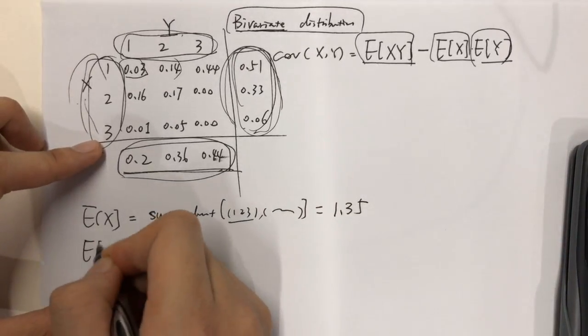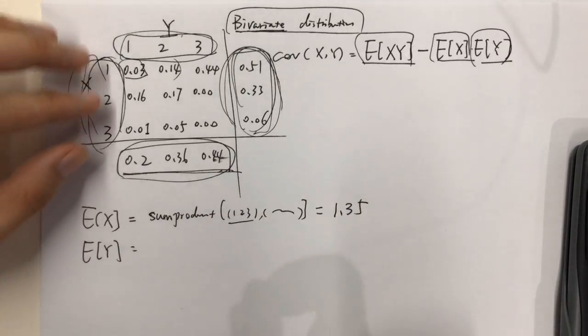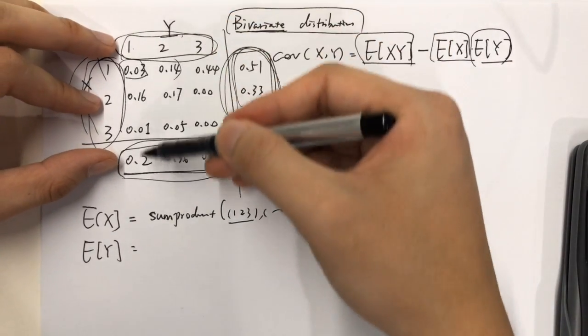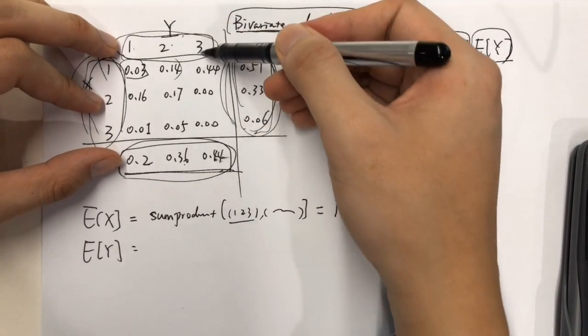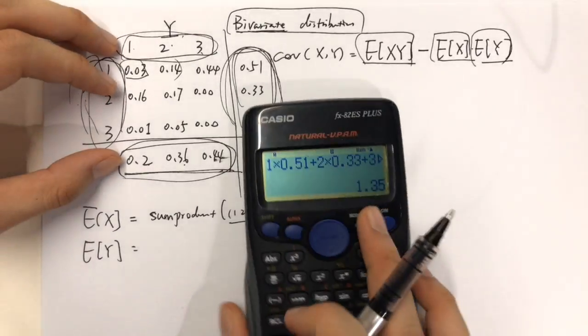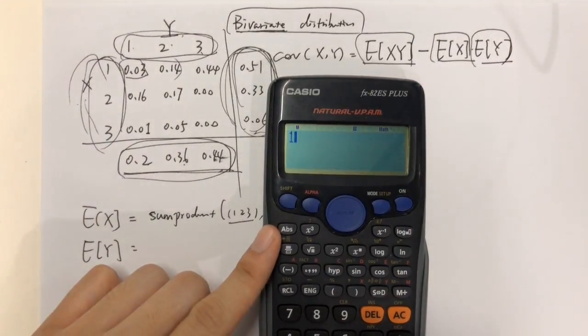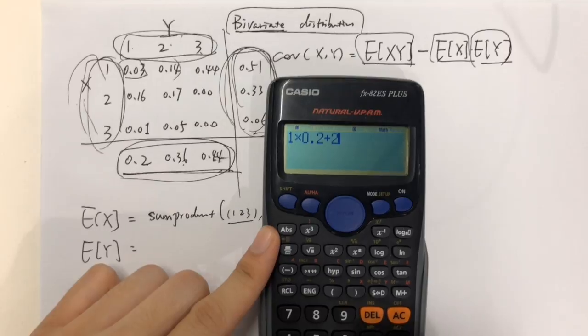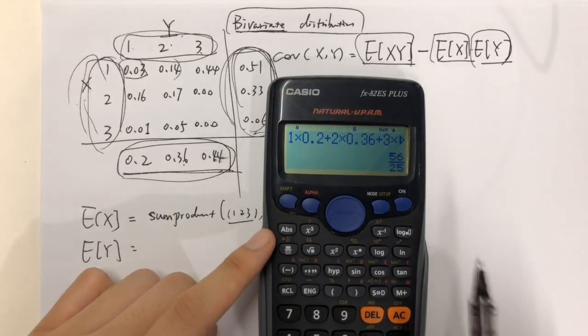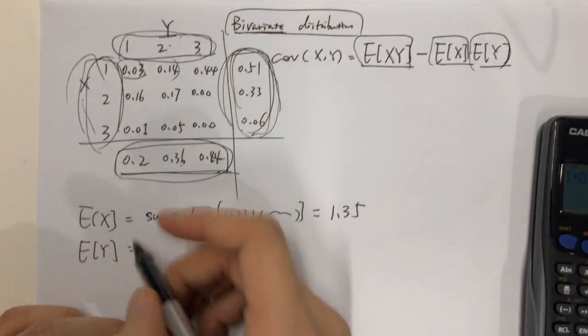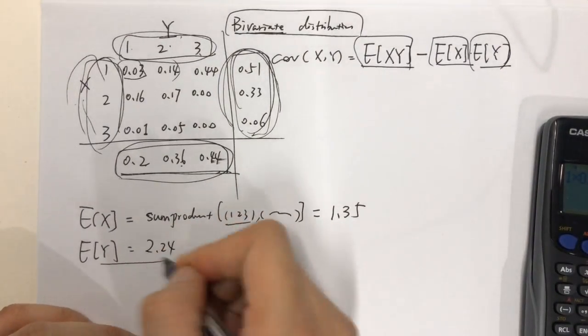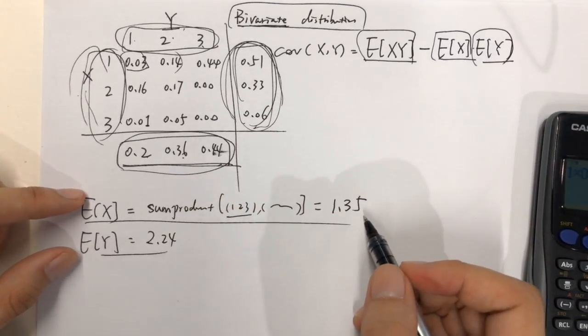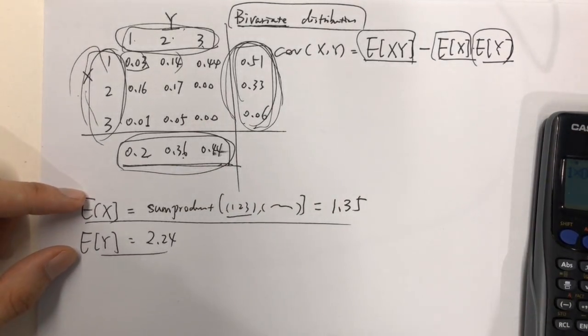And now let's find E[Y] together. If you want to get E[Y], it is 1 times 0.2 plus 2 times 0.36 plus 3 times 0.44, right? So we just do 1 times 0.2 plus 2 times 0.36 plus 3 times 0.44, and we get 2.24. So E[Y] is 2.24. Everyone happy with this calculation? I think this is pretty straightforward, right?